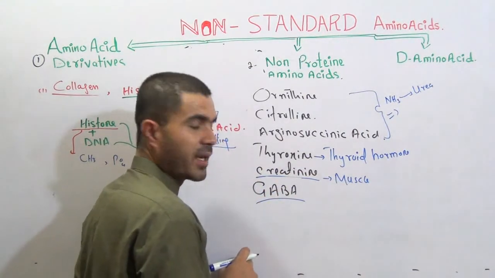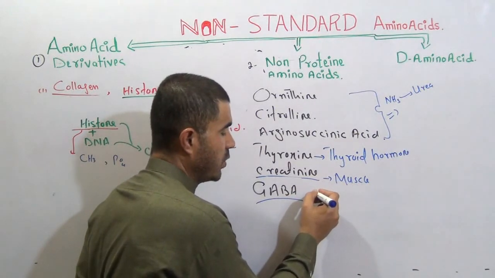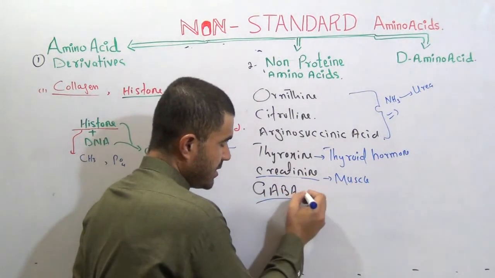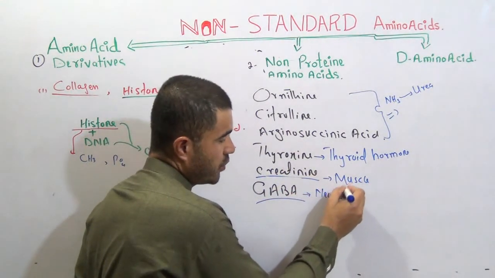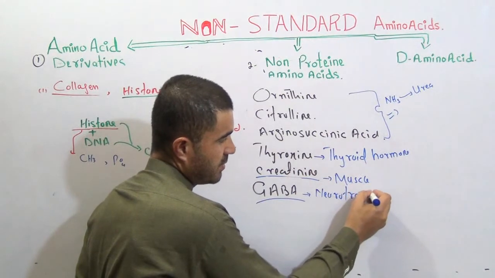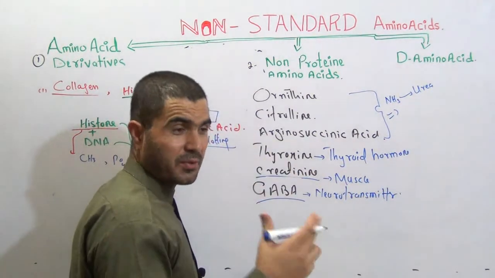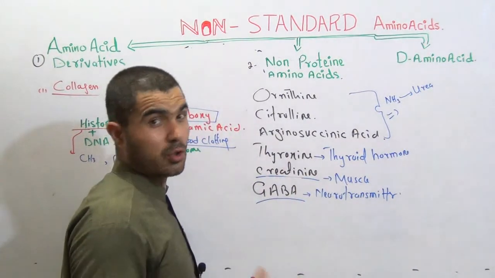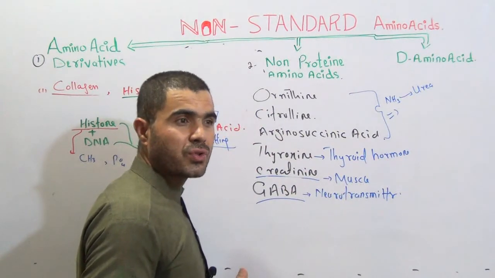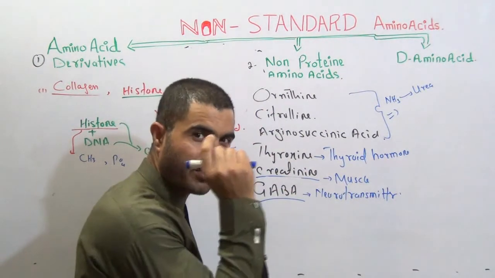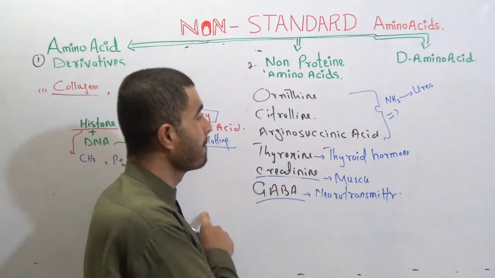GABA, gamma aminobutyric acid. The complete name is gamma aminobutyric acid. This amino acid is a neurotransmitter. In your brain, there are acetylcholine, dopamine, and so many molecules which help in the conduction of the nerve impulse. So this is also one of the neurotransmitters, GABA.